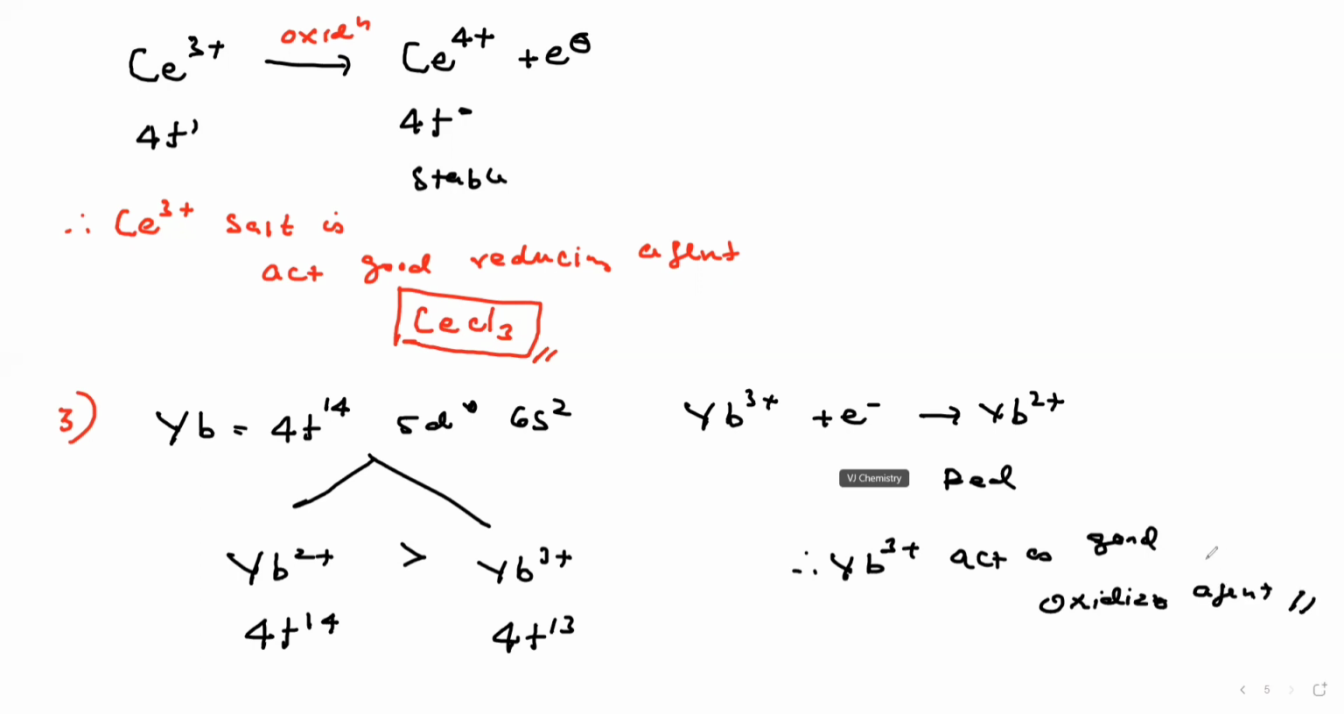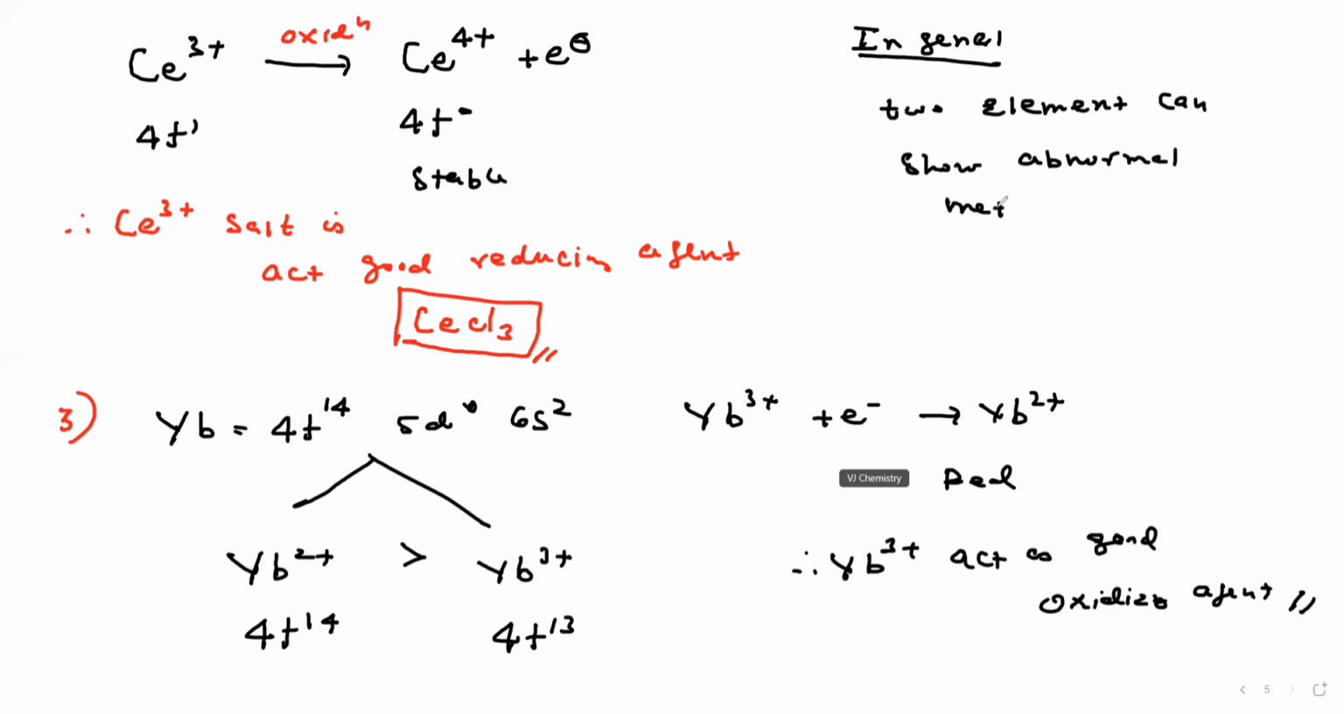This is a very, very important topic, and it is based on what? Electronic configuration. Please understand, this is most important. In general, two elements, two metal ions, can show abnormal metallic radius. Which radius? Metallic radius.